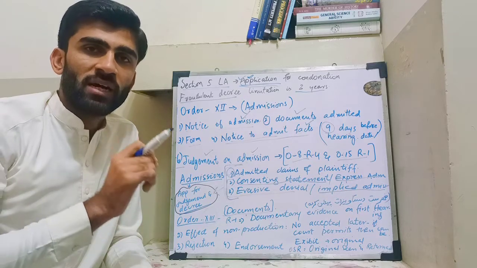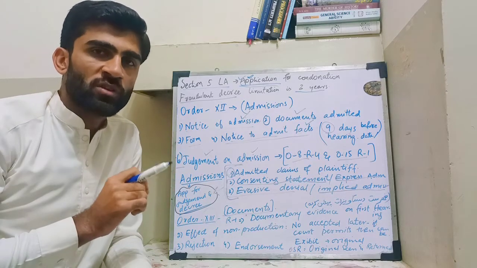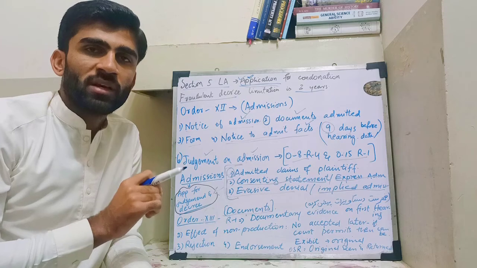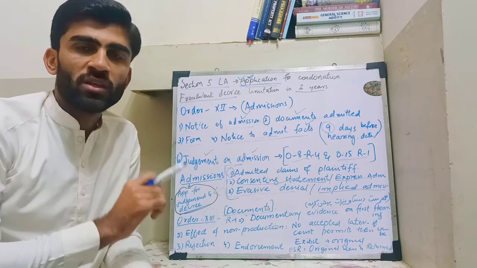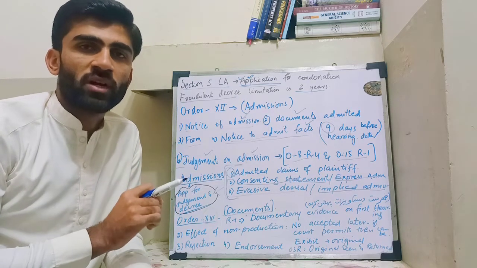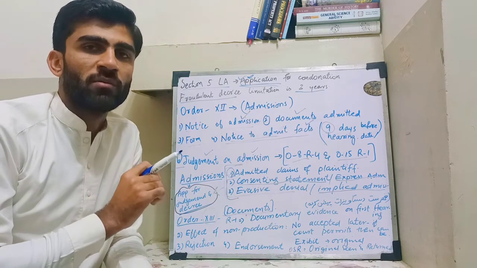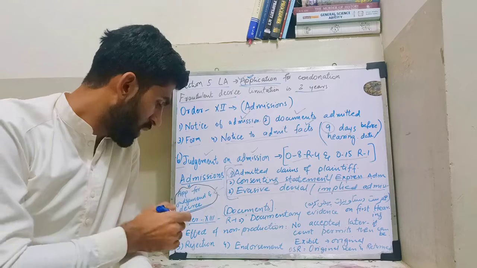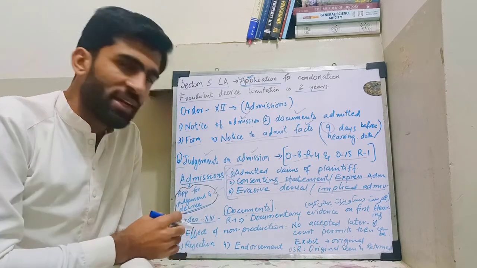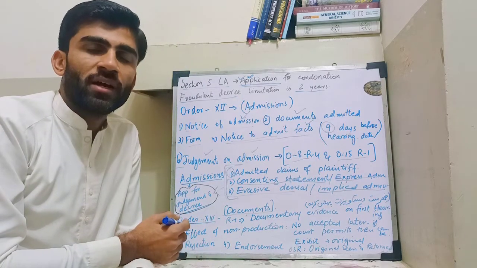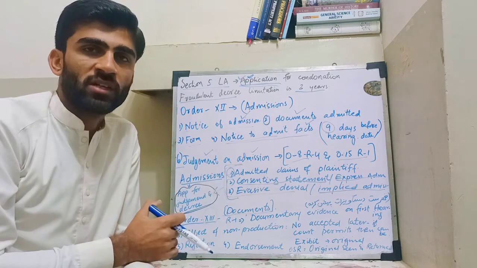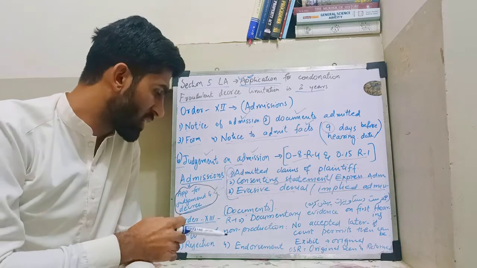There is an exception: if the court permits, yes, the documents should be allowed, then the documents which were not produced in the first hearing will be allowed. Otherwise, those documents will not be admitted in the court as evidence. The court will reject the documents which are irrelevant.